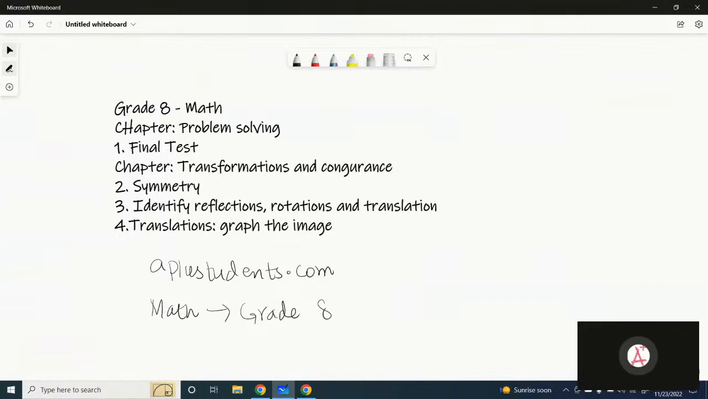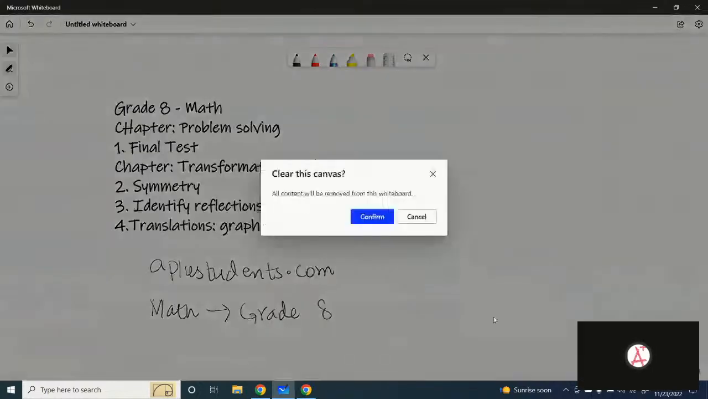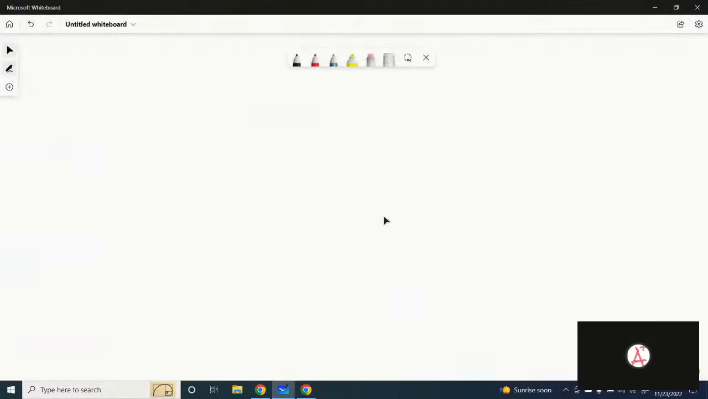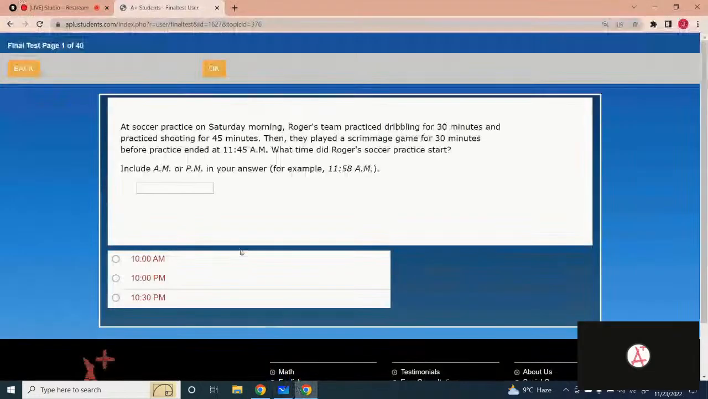So let's start with the final test of the chapter, problem solving. Please make sure you have your notebook and pencil so that you can note down the important points and examples as well. Okay, I'm on the final test of the chapter.